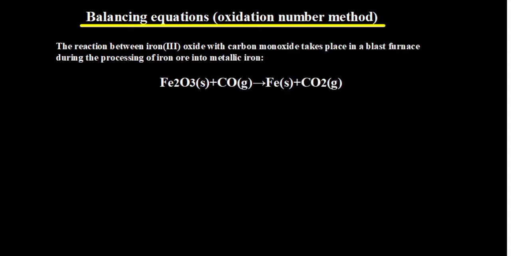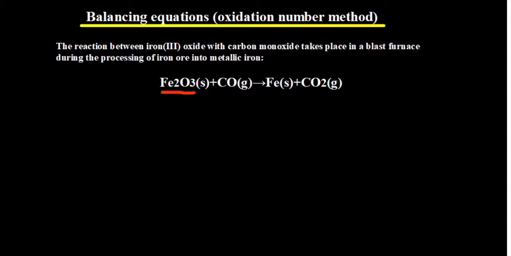But we've got the transition elements, which are in between in the periodic table. They don't have specific oxidation numbers, and they vary depending on which compound you find them in. So let's try to balance this chemical equation using the oxidation number method. We'll start with the first part there.